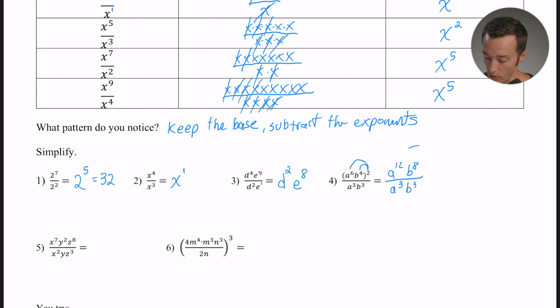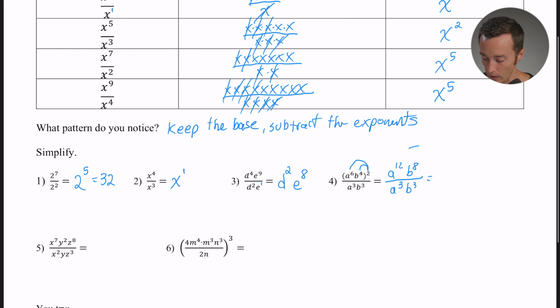So what would we do to further simplify this? Well, let's use the rule that we found today. How would I simplify the a's? Well, it says keep the base, subtract your exponents. So I'll call that a to the 9th. I got that from 12 minus 3.